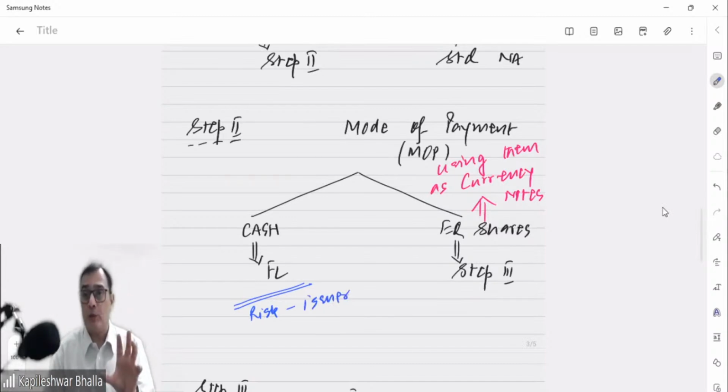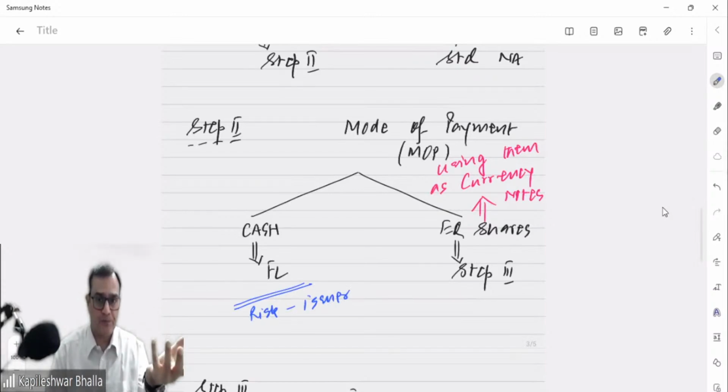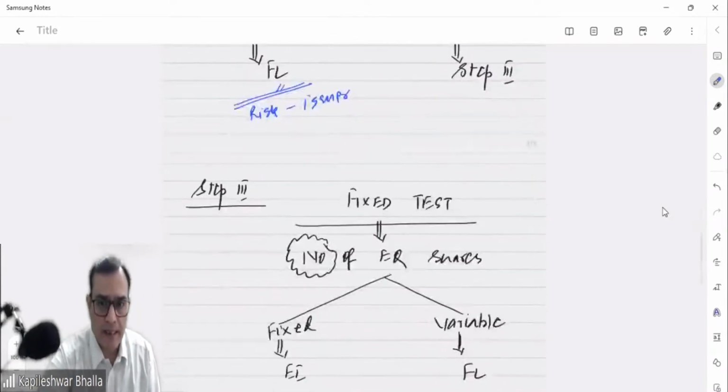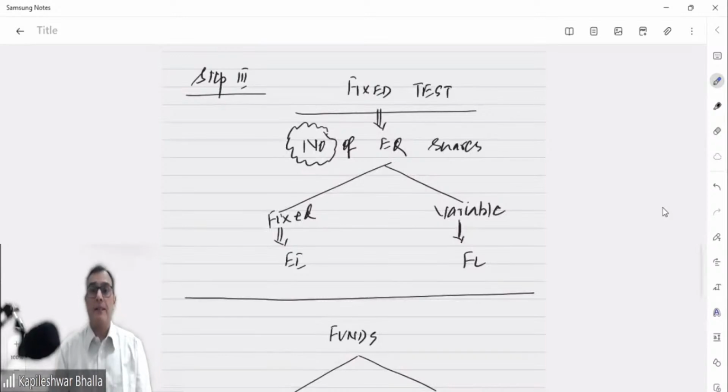So when the issuer undertakes a contractual obligation to pay cash, then the risk is completely on the issuer. You're treating the other person as an outsider. If you're treating the other person as an outsider, then it is a liability for you. Then it becomes a financial liability because the risk in this case was on the issuer. Now let's have a look at step number 3 and understand the logic of fixed-for-fixed.